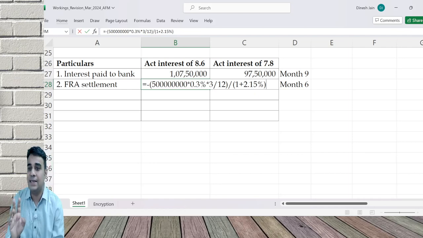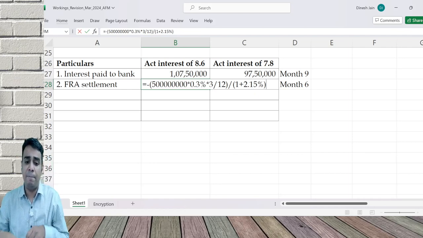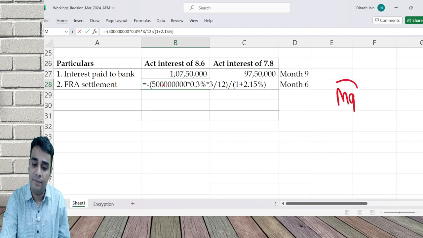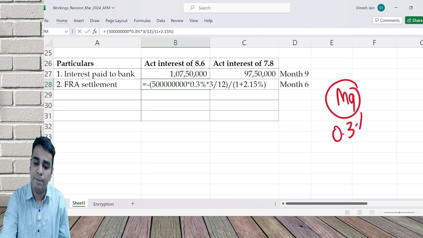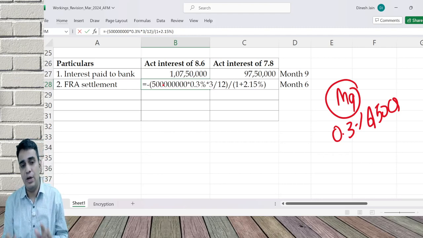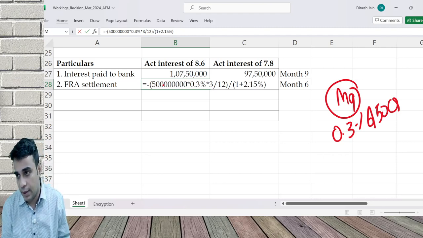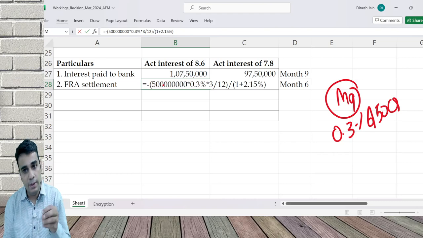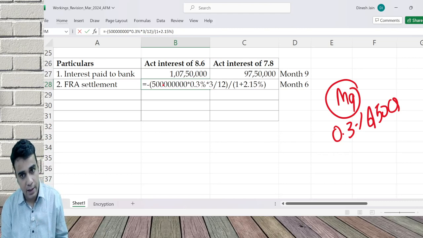So I am basically saying, if the bank pays in month 9, he will pay me 0.3% of 50 crore. He is saying I'm ready to pay that, but you are not ready to wait till month 9. You want immediate settlement. That's how FRA is settled. So he's saying, let's do that. We have no problem with that, but let me discount that amount and give it to you. Any doubts on this?